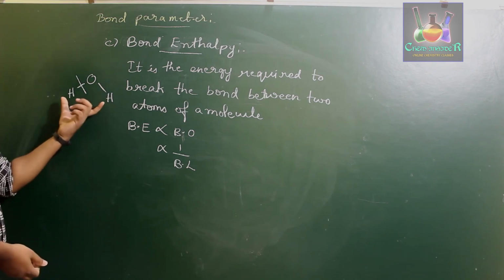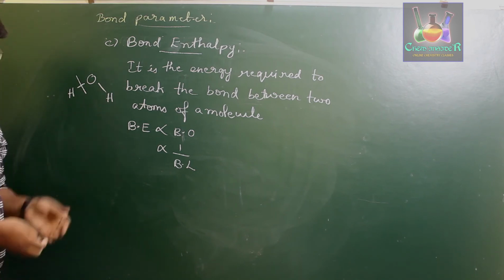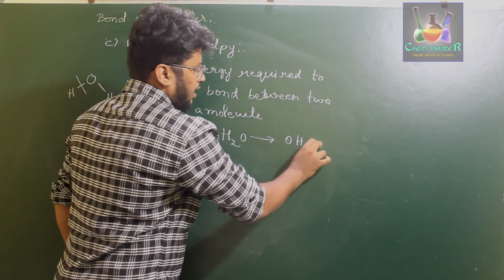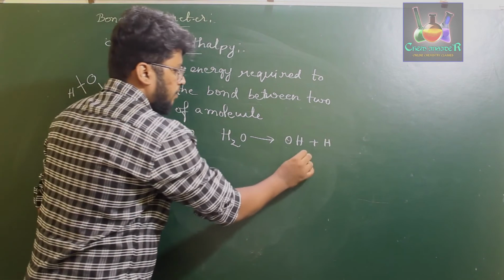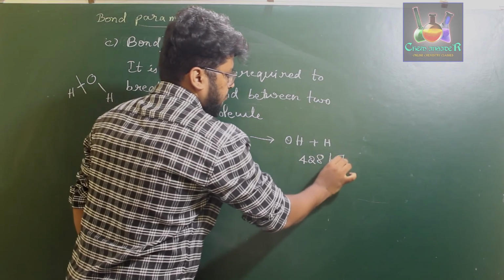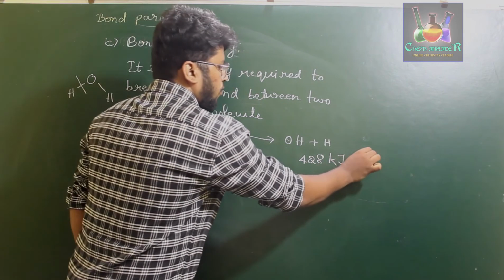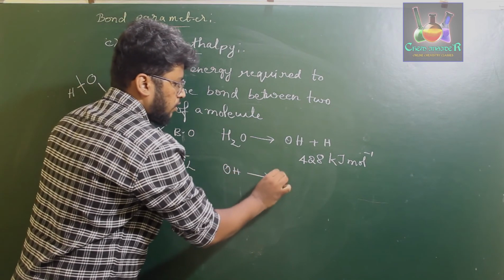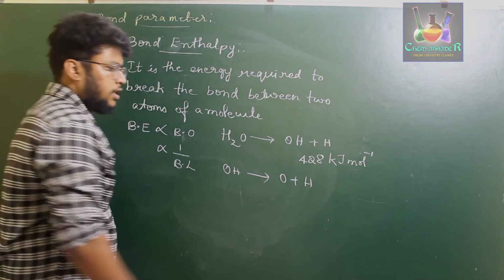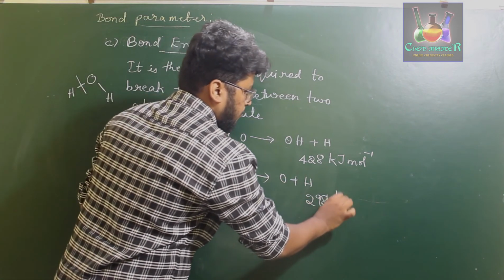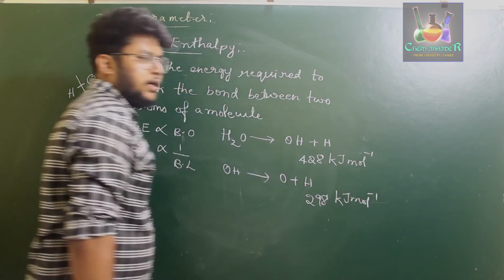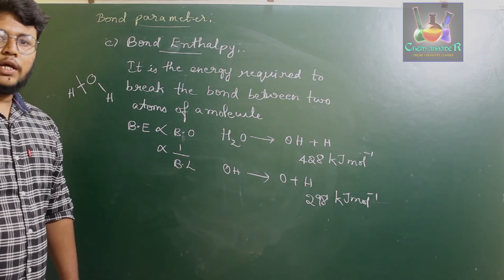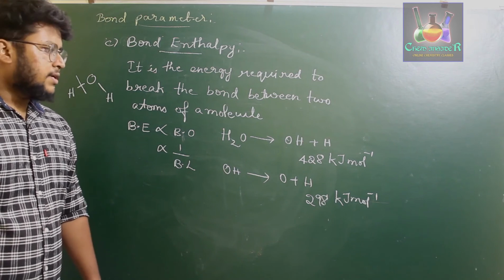If you consider first, these two hydrogens are next to one another. So when you take H2O and break its bond to form OH and H, the energy required will be about 428 kilojoules per mole. But if you have to break the oxygen-hydrogen bond in OH to form O and H, the energy required is about 298 kilojoules per mole. So clearly there is a drastic decrease in bond enthalpy when you break bonds of the same type in a polyatomic molecule.